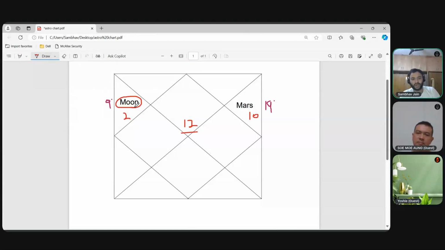We can see Moon is exalted here. And exalted Moon is in good conditions. All the significations of Moon this native is going to get will be in very good condition, because Moon is exalted at a higher state.